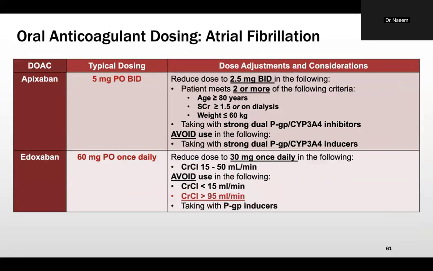Apixaban. So the dose adjustments and considerations are not in red here, but I'm telling you they are so important and come up in practice all the time. Apixaban is normally at 5 milligrams twice a day. We would reduce the dose to 2.5 milligrams twice a day if the patient meets two or more of the following criteria: age 80 or greater, serum creatinine of 1.5 or greater, or weight of 60 kilos or less. So this criteria comes up so often.